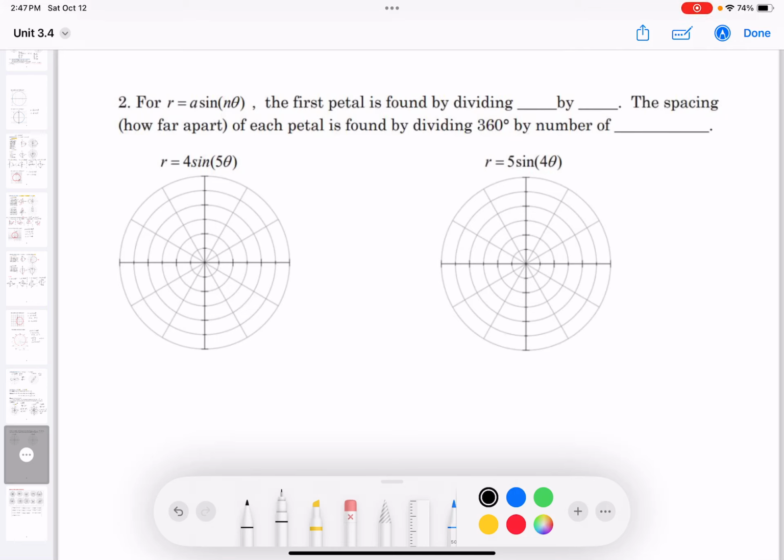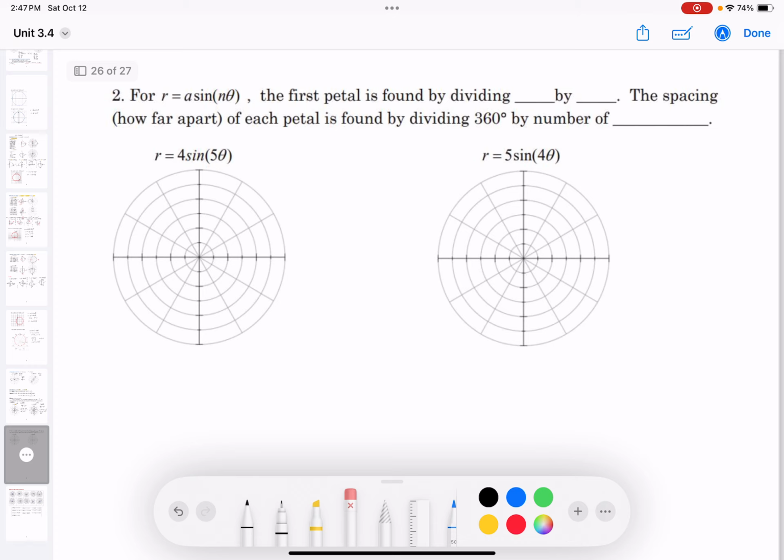For r equals a times sine n theta, the first petal is found by dividing 90 degrees by n. With the sine of n theta, the first petal is not starting from 0 degrees. This is the polar coordinate system, so it's not starting from here. This is cosine. And if I have the sine, the first petal is starting at 90 degrees divided by n. And the spacing, how far apart each petal is, is found by dividing 360 by the number of petals.